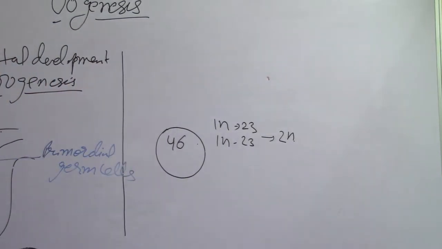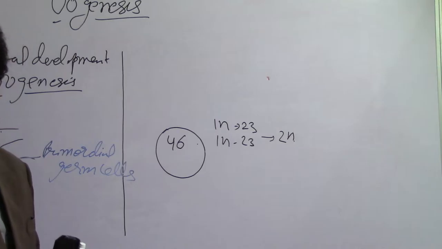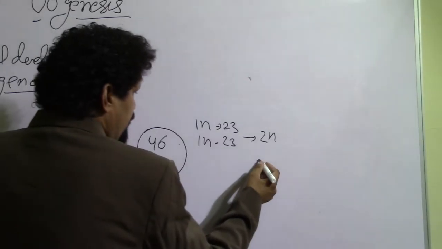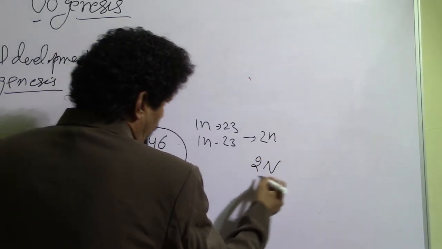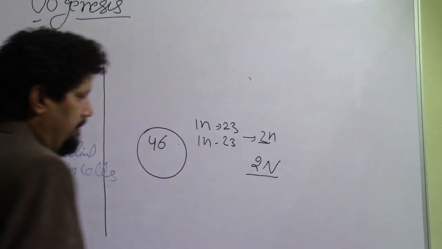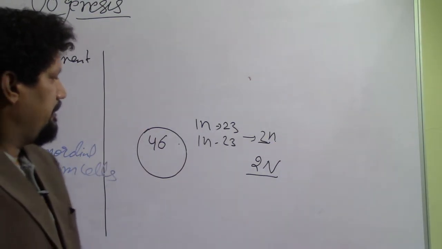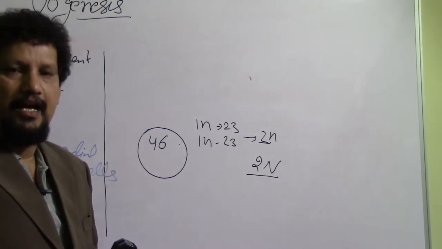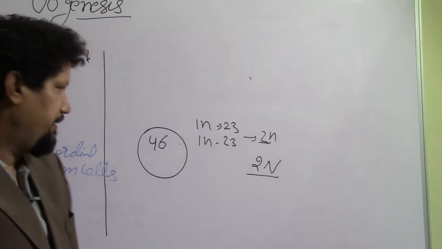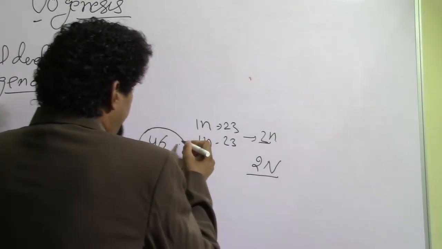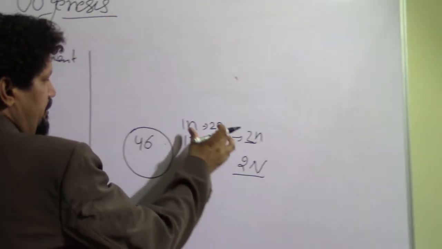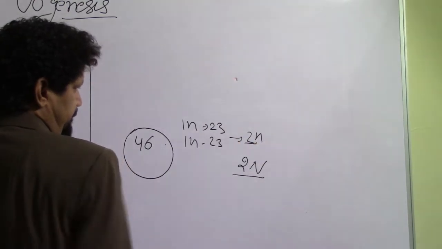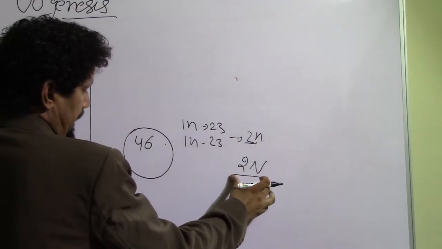These chromosomes have genes which are formed by DNA. So the amount of DNA is 2N. When I say two small n, I am talking about the number of chromosomes, and when I say two capital N, I am talking about the amount of DNA. So in a primordial germ cell, there are 23 chromosomes from mother and 23 from father. So the number is 2n, and the amount of DNA is 2N.